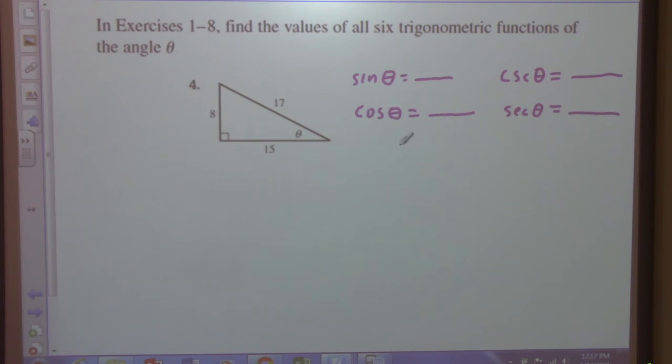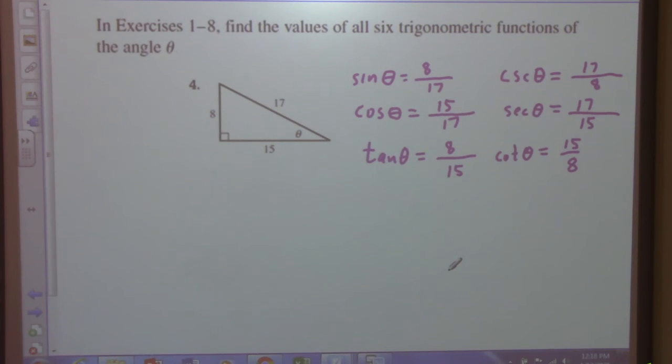equals. Okay, do you have this yet, Elizabeth? Okay, go ahead. Sine can be 8 over 17. 8/17, okay. 17 over 8. 17 eighths. No, actually, 15 over 17. 15 17ths. 17 over 15. 17 15ths. And then 8 over 15. And cotangent theta, 15 over 8. 15 eighths. Okay.